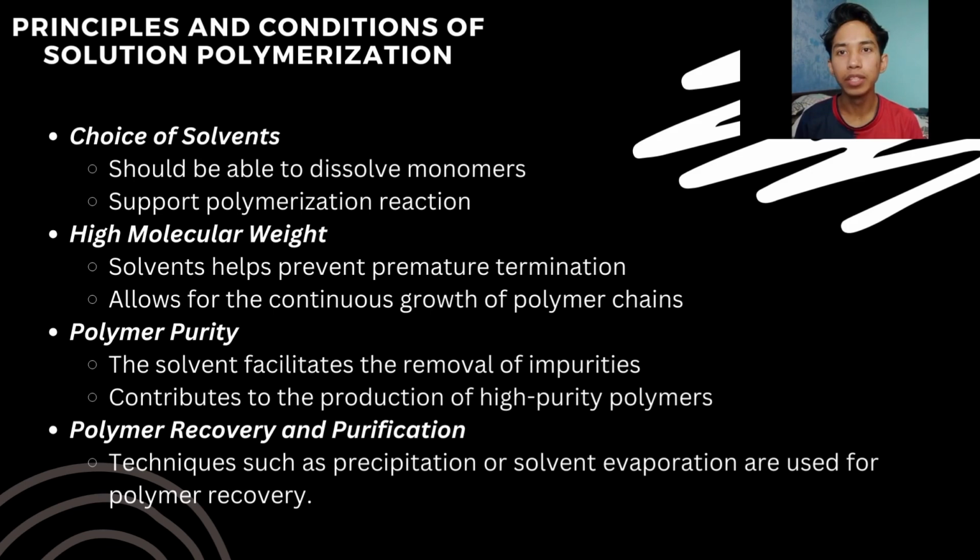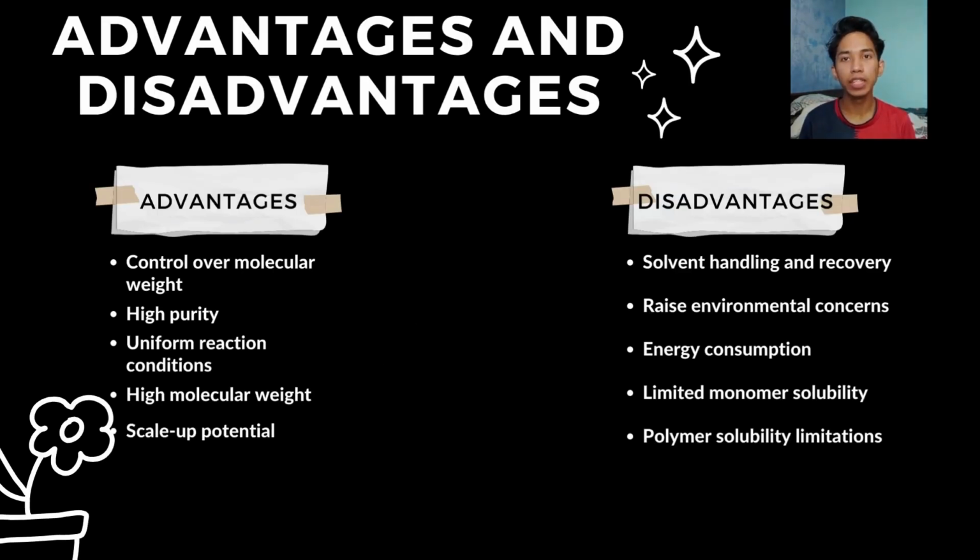Next, these are the principles and conditions of solution polymerization. The key principles and conditions include choice of solvents, which should be able to dissolve monomers, high molecular weight to allow for the continuous growth of polymer chains, polymer purity so that it can contribute to the production of high purity polymers, and lastly, polymer recovery and purification, where techniques such as precipitation or solvent evaporation are used for polymer recovery. Next, the advantages and disadvantages of using solution polymerization for PE.